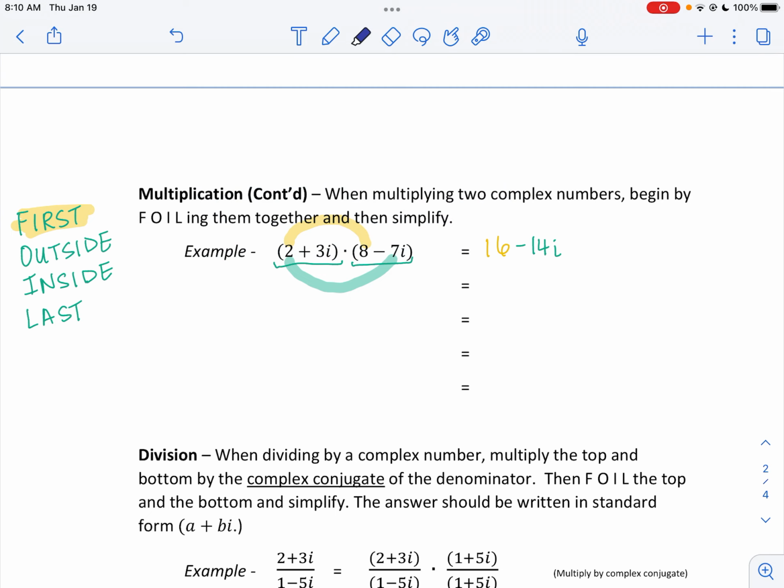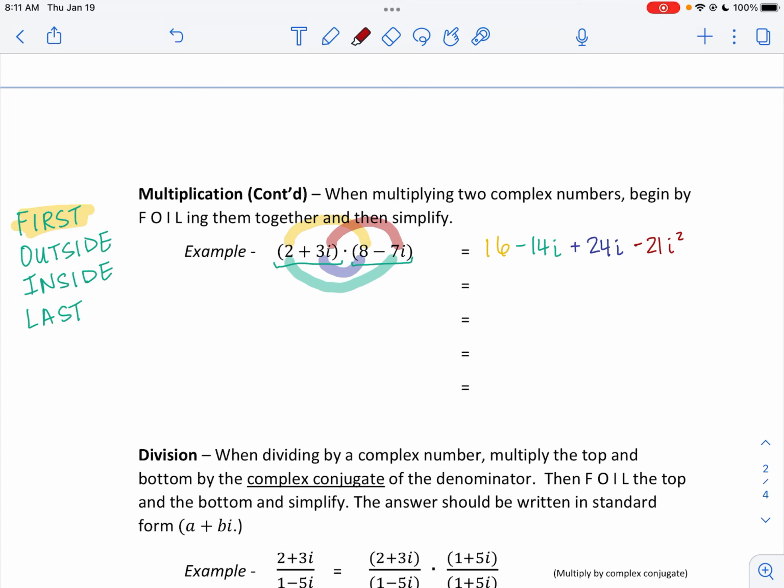And then the next one is inside. So inside terms would be 3i times 8. So let me get a blue one. 3 times 8 is 24, so positive 24i. And then the last one would be the last terms of each of the binomials right here. So that would be negative 21i squared. So from here, you would start simplifying it and then move through to get to a simplified complex answer. That's one way to do it.